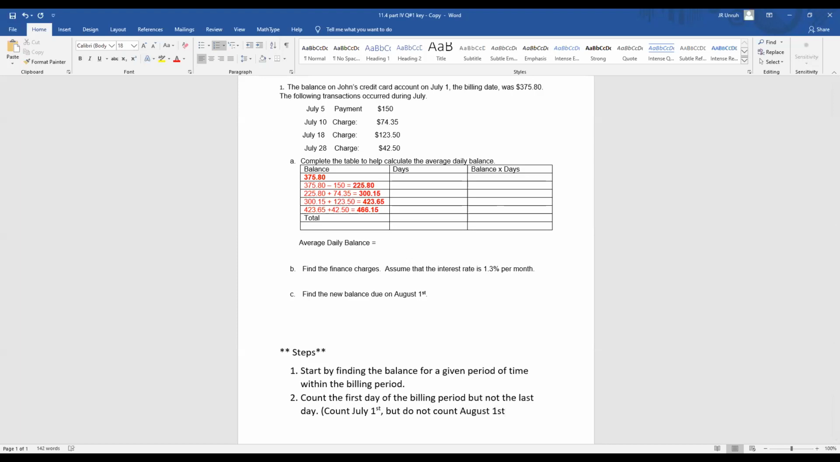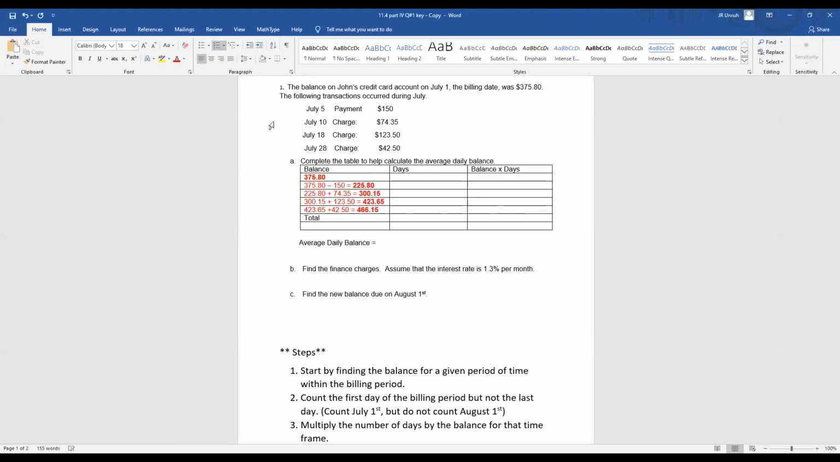Okay, and that may be intuitive to you because if we're counting the first, we're basically counting the first twice. But since we are asked to find a new balance due on August 1st, we want to make sure that we do not count that day twice. The very last step that we're going to do here is we need to multiply the balance, the number of days, by the balance for the time frame.